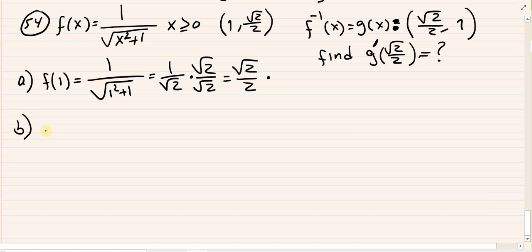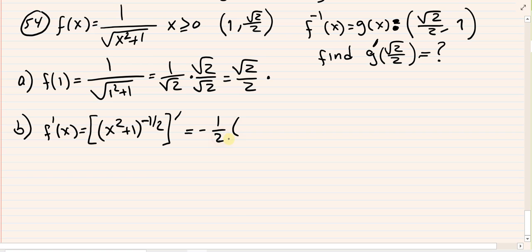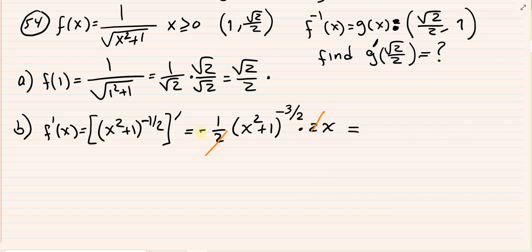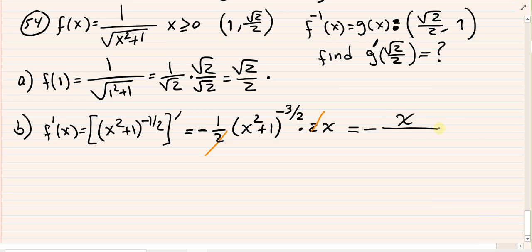In part B, we actually want to find the derivative f prime of x. And to do this one, I'm just going to write it as x squared plus 1 to the negative 1/2. We want to find the derivative of that. So that's going to be negative 1/2 times x squared plus 1 to the power of negative 1/2 minus 1, which is negative 3/2. Then chain rule, derivative of the inside, 2x. The 2 and the half cross out. So this is going to be negative x divided by x squared plus 1 to the positive exponent 3/2 in the denominator.